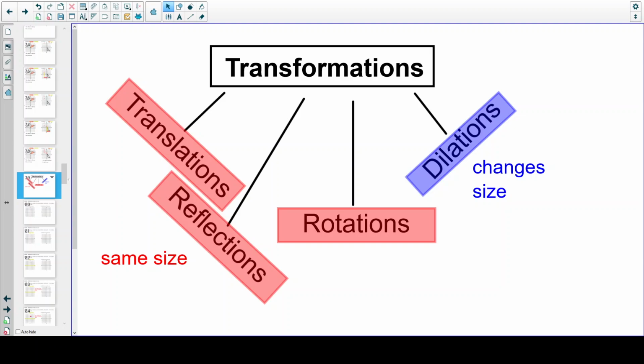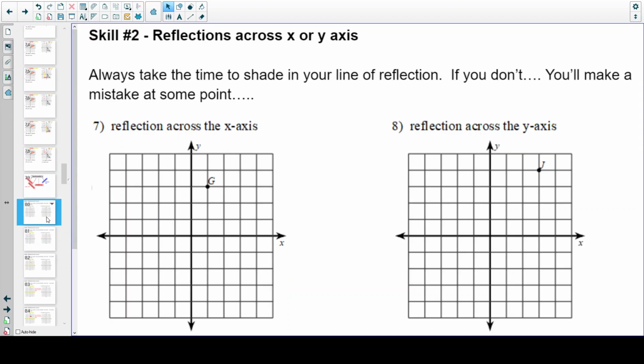All right, folks, so let's take a look at transformations again today. We learned how to translate an object. That's where we slid it left, right, up, or down. Today we're going to be focusing on reflecting an object, okay? And it's still going to be the same size after we do it. And then after that, we'll practice a little bit more together here.